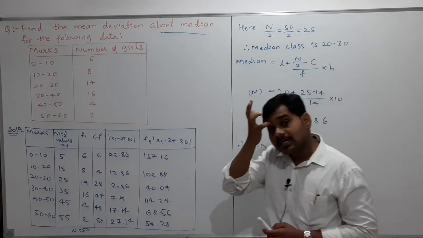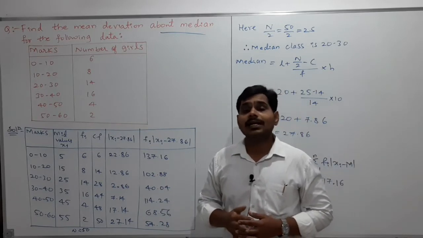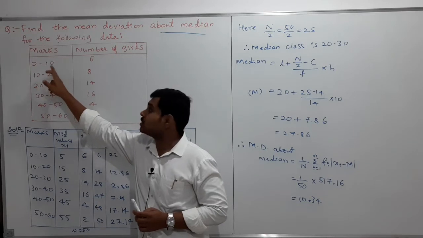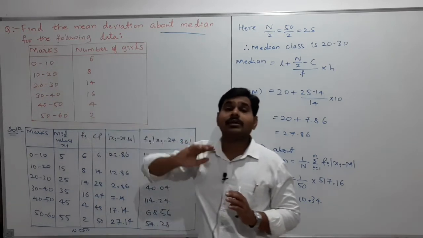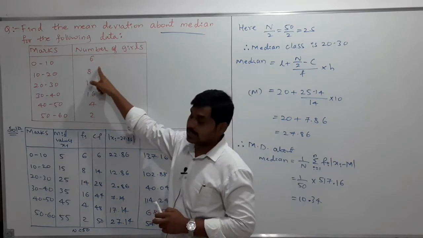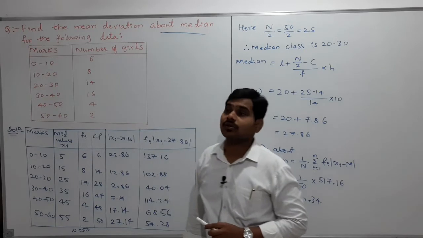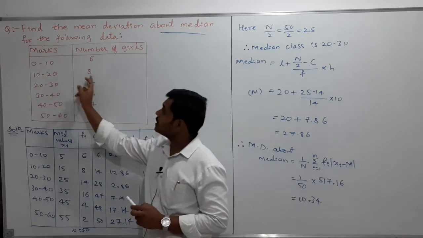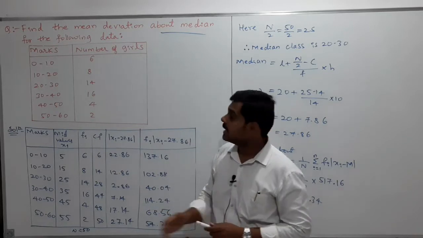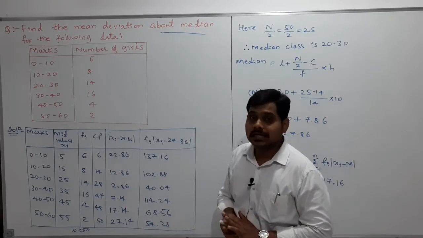So please observe, the given data is grouped data. Why is it grouped data? It is grouped data because they gave you the total marks. In between 0 to 10 marks, the number of girls is 6. It means 6 girls got marks between 0 to 10. And 10 to 20, how many students? 8 students got. And 20 to 30, how many students? 14 students got. Like this the data is given to you. Clear? So this is the grouped data.